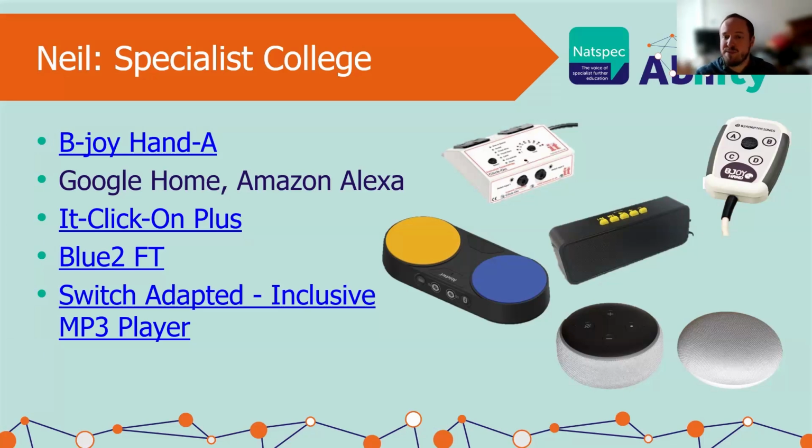I'm also going to have to go for the Switch adapted inclusive MP3 player. Really, that's the one in the middle with the nice clear yellow buttons. And yeah, playing music is something that people with disabilities should be able to do. It could be audiobooks as well. So there's a lot of different functions there. And again, you can connect different switches to it.